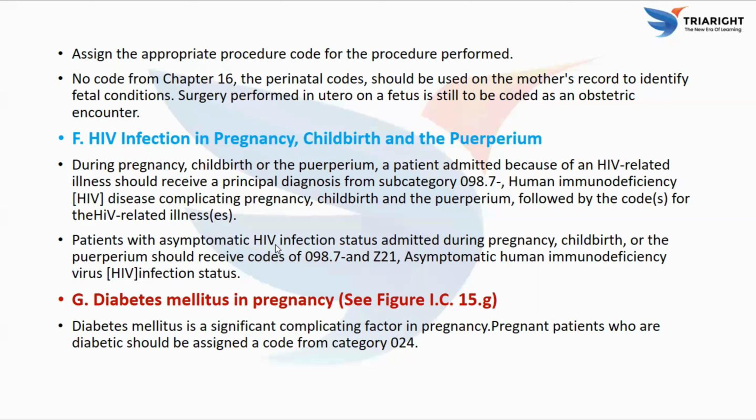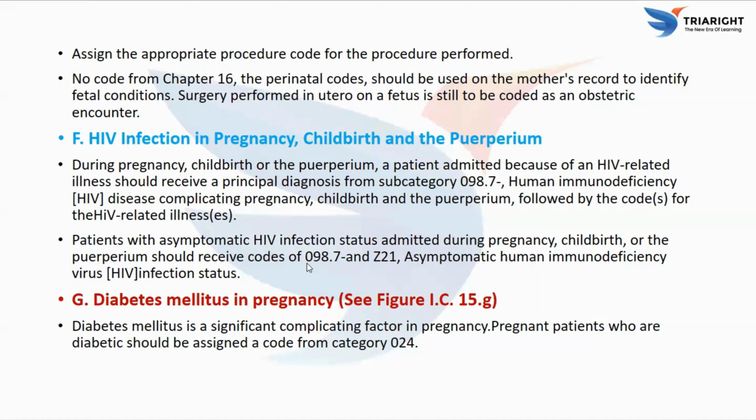Take an example: a pregnant woman is admitted for HIV related pneumonia. So what will be the principal diagnosis? O98.713, which describes HIV complicating pregnancy, and the additional code is J18.9 for pneumonia unspecified.